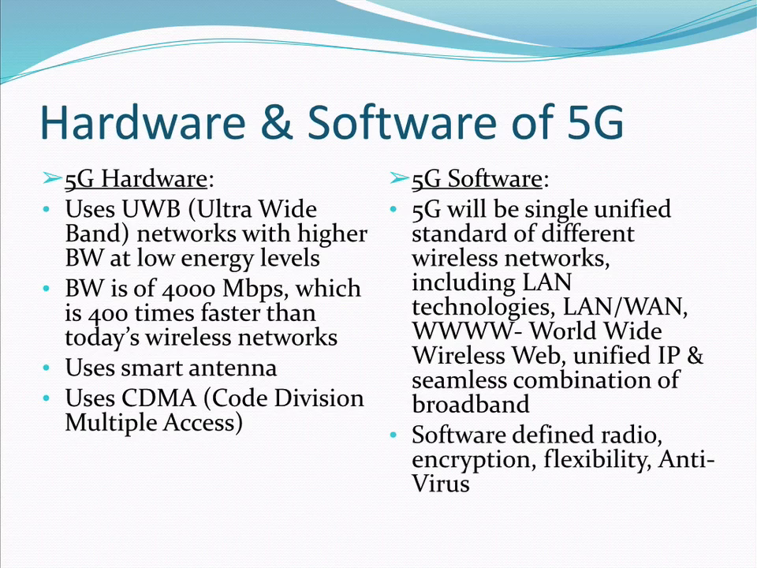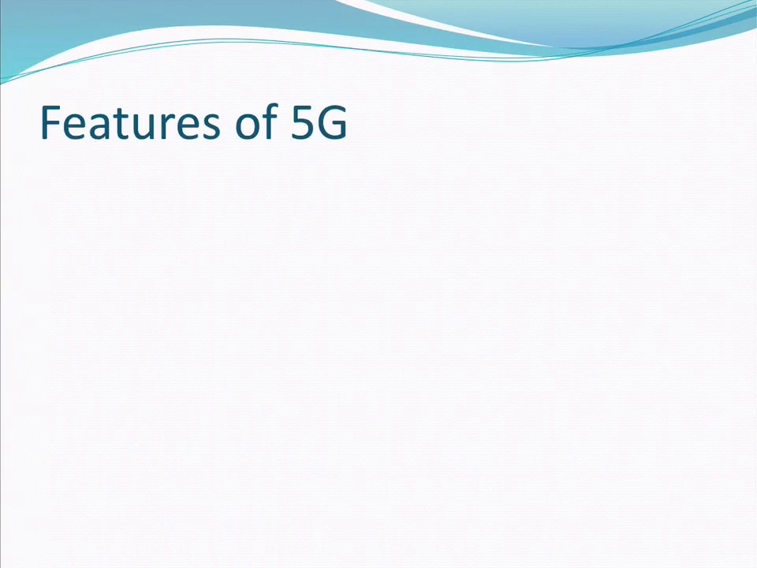The software defined radio, encryption, flexibility, and antivirus. So we'll also have software defined radio and encryption, which means there shouldn't be any data loss, and flexibility is there. If you are in a roaming position, then there should be flexibility. And you will also have an antivirus, because a wireless network can sometimes be easily hacked, so it will have an antivirus for your protection.